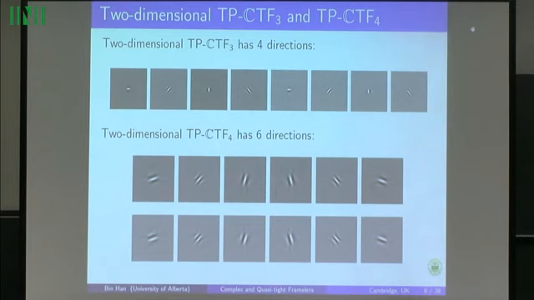You are going to see they do have much better directionality. This is the horizontal direction, this is 45 degree, this is the vertical direction, this is negative 45 degree. So you achieve 4 directions compared with the 2 directions of the tensor product. Also you can use CTF4, which has more directions, more than 6. You can keep increasing the number of filters. This is just 3 and 4.